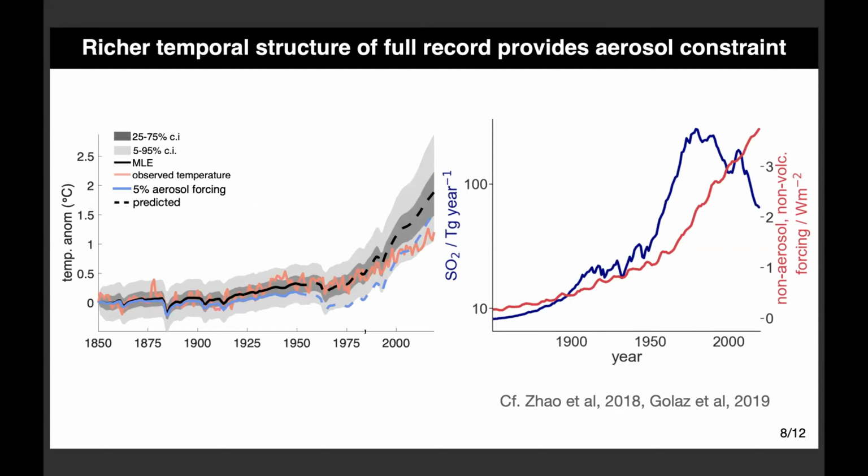Here on the left, we can see what happens when we project our model forward to out of sample temperatures after 1950. In essence, we see that there's too much cooling followed by too much warming in almost the entirety of the distribution. And on the right are 2 time series: SO2 in blue, and then essentially greenhouse gas forcing, but non-aerosol, non-volcanic forcing, in red.